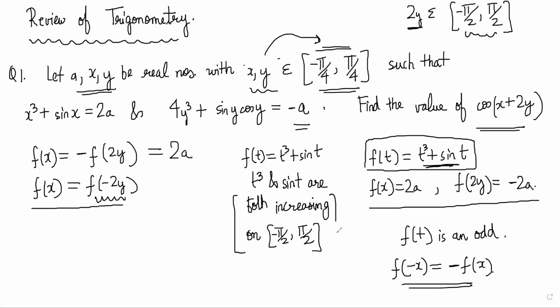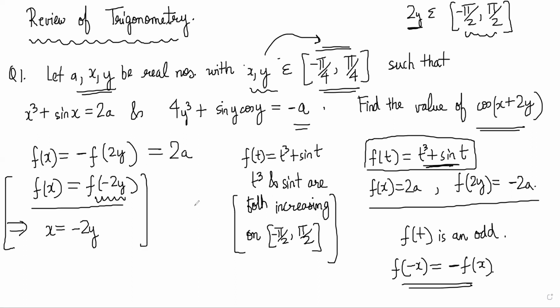Both are increasing because they are falling in the monotonic range of the function, the range where f(x) increases. If you have an increasing function and you are given f(x) is equal to f(-2y), that implies that x is equal to -2y. I hope you understand this point.